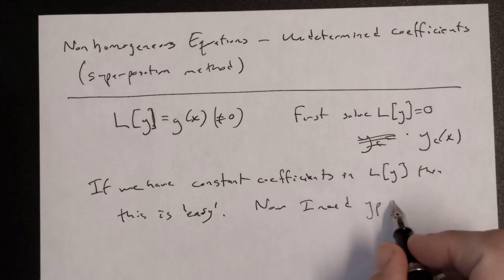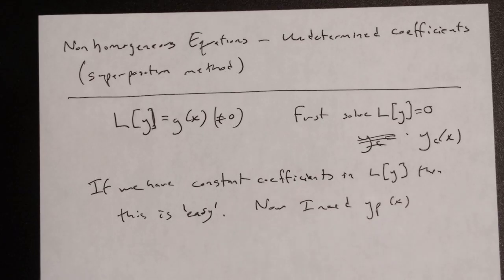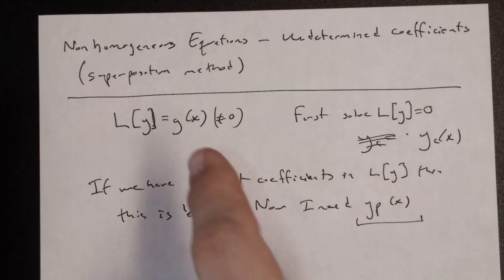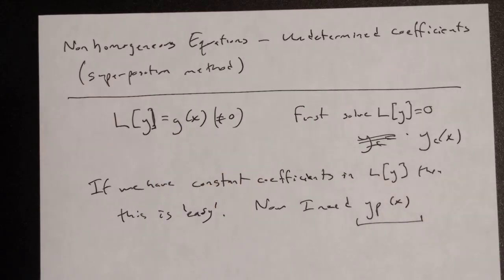Now, I need YP, the particular solution. And this becomes the hard part. Remember, our differential equation is L of y equals g of x, and the g of x part is what's not 0. So finding YP depends on g of x.